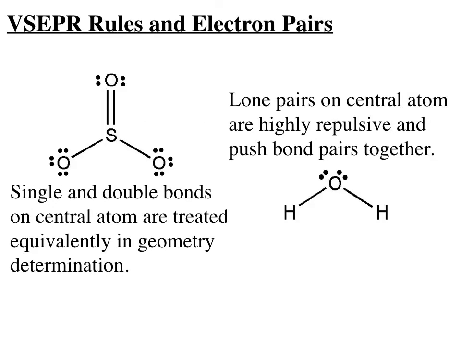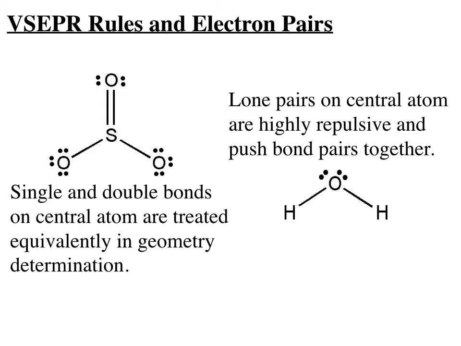Review the ideas of multiple bonds versus single bonds. Let's review the ideas of non-bonding or lone pairs versus bonding pairs. And what we see here is I have two structures. The one on the left is sulfur trioxide.